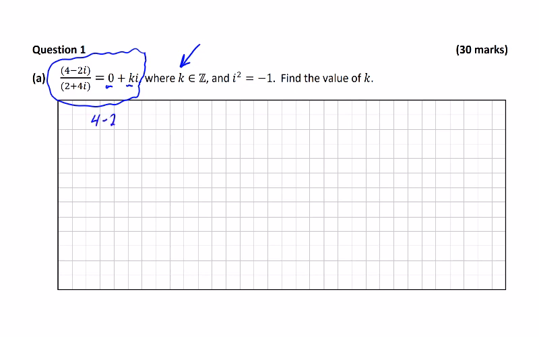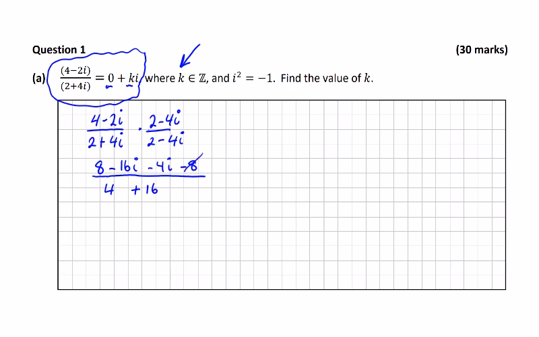So we're going to multiply top and bottom by the conjugate of the bottom. So 2 minus 4i, top and bottom. Multiplying the top, we're going to get 8 minus 16i minus 4i plus 8i squared, which is minus 8. And on the bottom, we're going to have 4 minus 16i squared, which is plus 16.